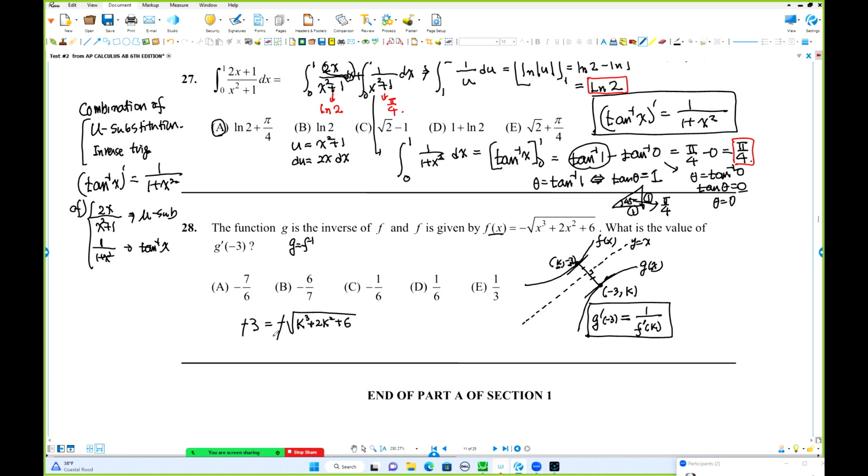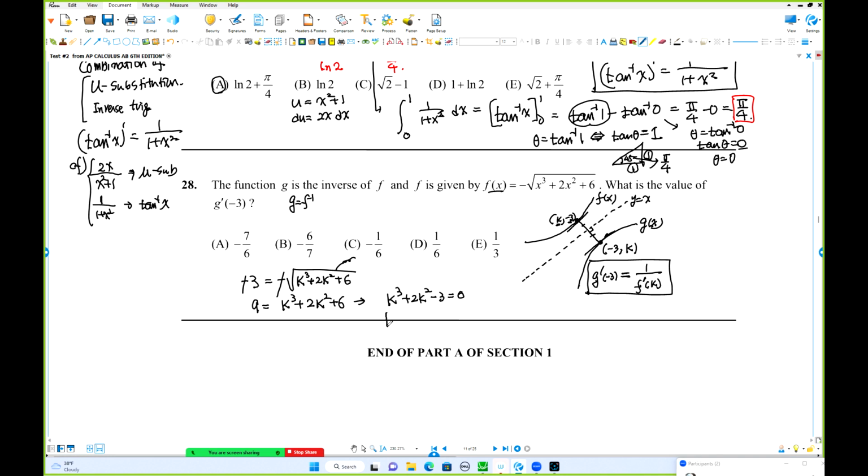Now square both sides. 3 squared is 9. That equals k cubed plus 2k squared plus 6, because when you square, the square root is eliminated. Now solve this one: k cubed plus 2k squared minus 3 equals 0, right? This one is a little hard, but it is not a quadratic equation. That way it looks hard.